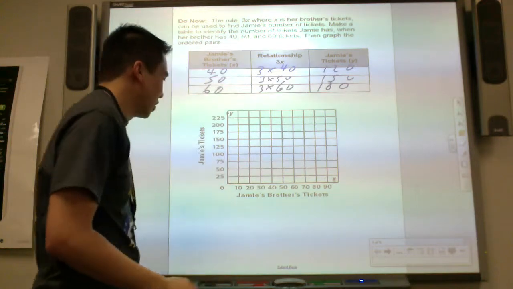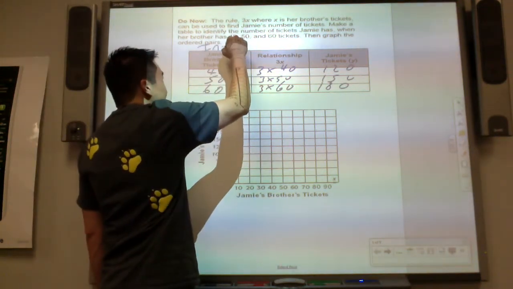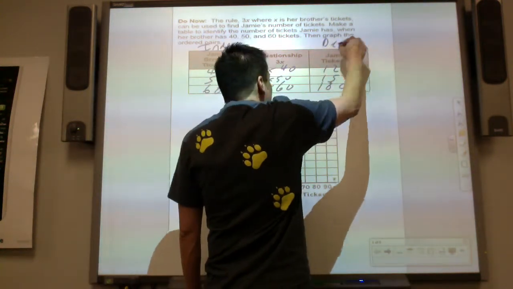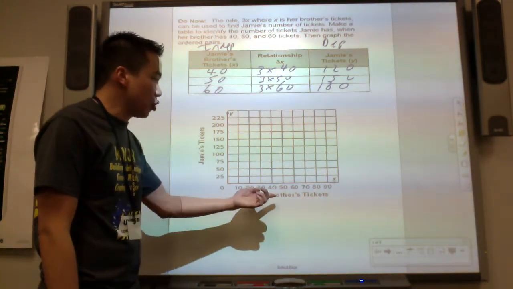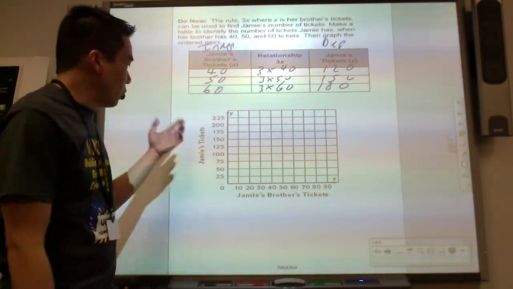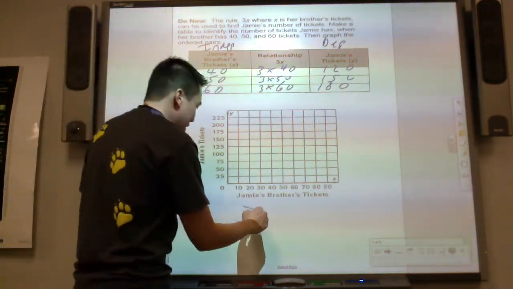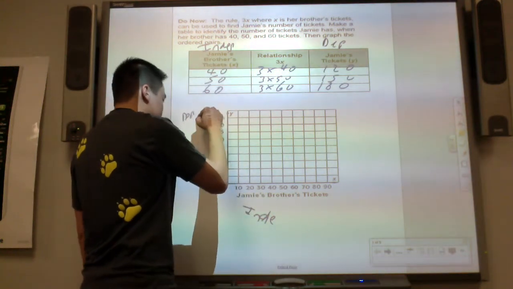It's time to graph it. In case you forgot, this is the independent, which is the x-axis. The y-axis is dependent. Why is this dependent? Jamie's tickets depend on how many her brother has. So if her brother has a lot of tickets, she'll get a lot of tickets. So this is the independent, and this is the dependent.